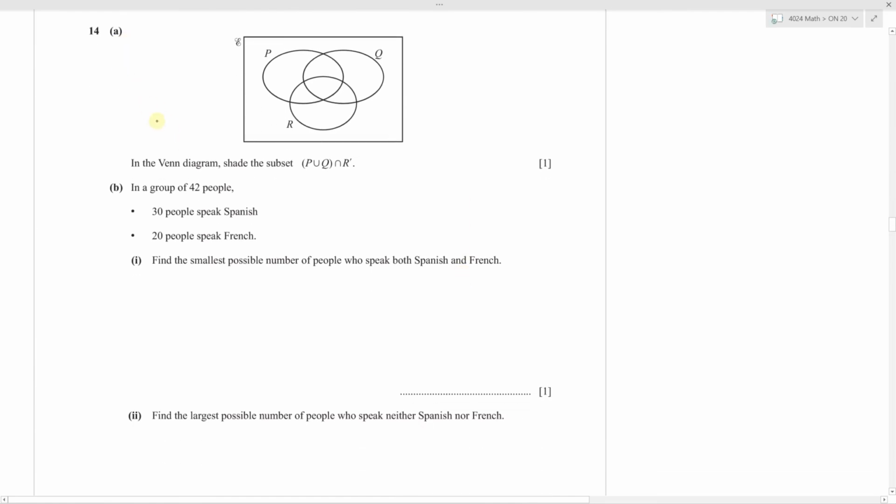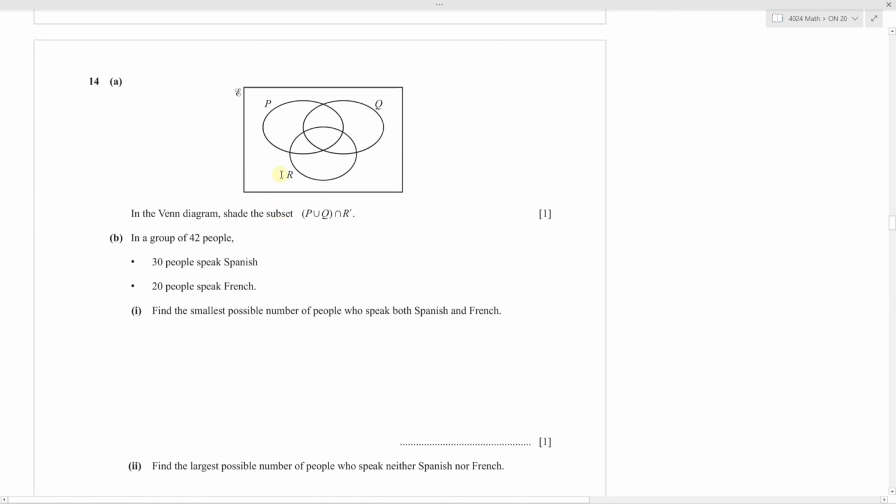Question number 14 is, in the Venn diagram, shade the subset (P union Q) intersection R complement. So let's first find out P union Q. So let me draw the boundary. So P union Q will be everything inside P or Q. So this blue boundary represents P union Q, which is everything inside P or everything inside Q.